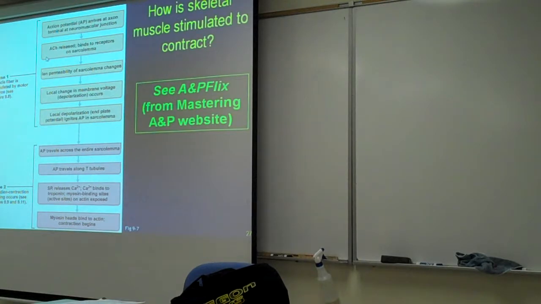How was skeletal muscle stimulated to contract? In a nutshell, without getting into all the steps, how's a muscle cell stimulated to contract? The motor neuron sends an action potential, the AP, down the motor neuron. Skeletal muscle cells are stimulated to contract when they're stimulated by a motor neuron. And then when you explain what stimulation involves, that's the events at the NMJ.